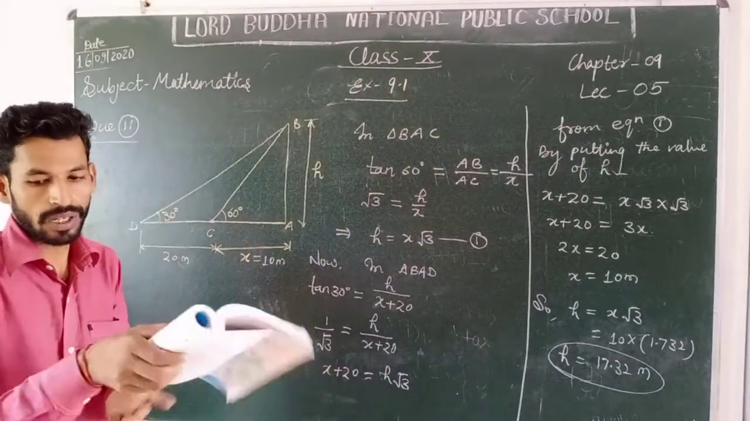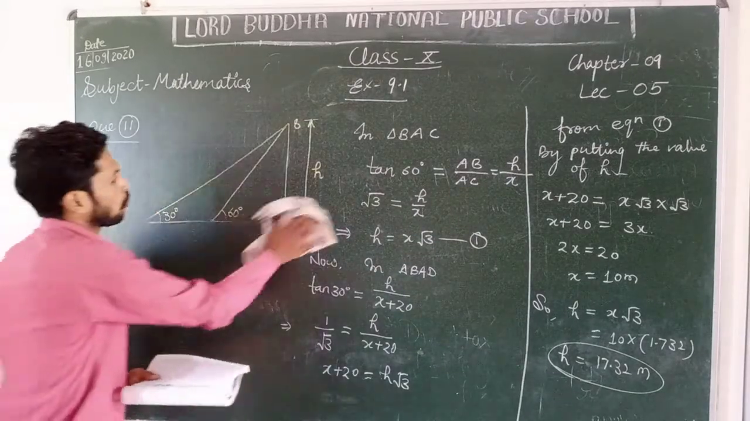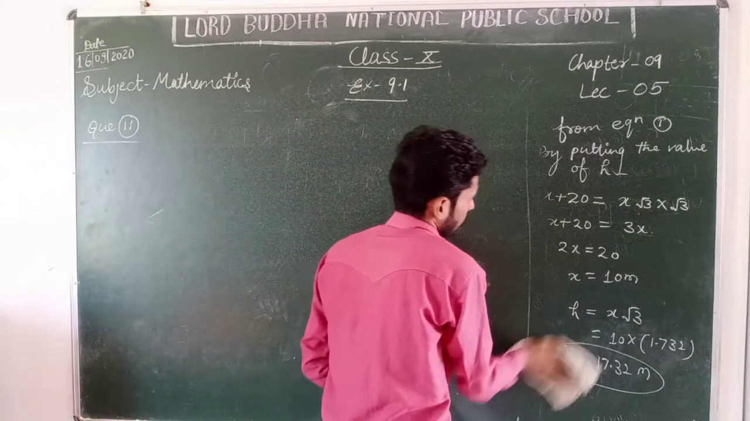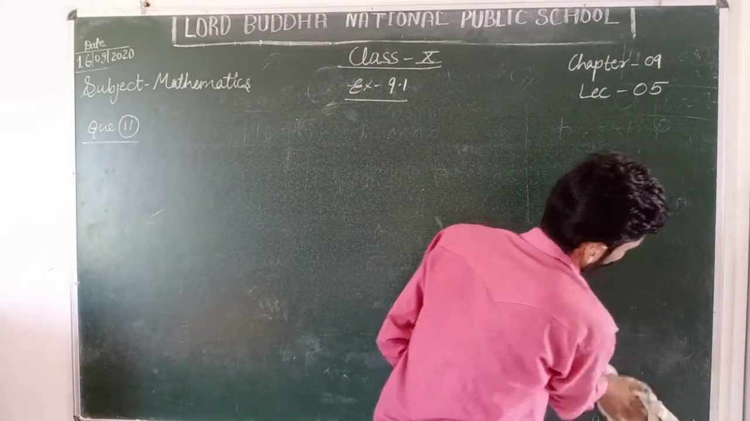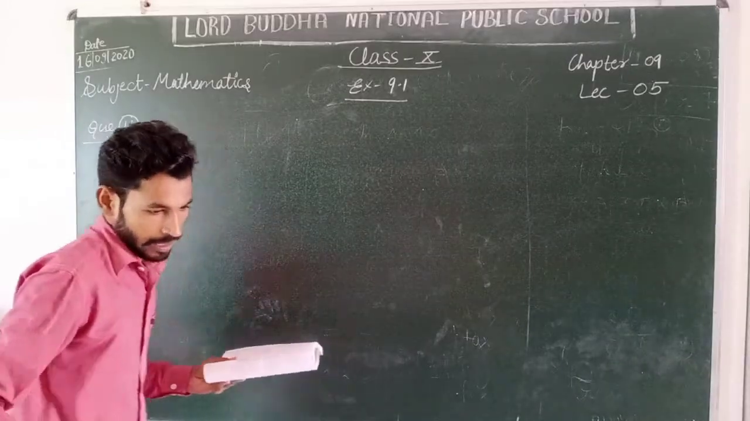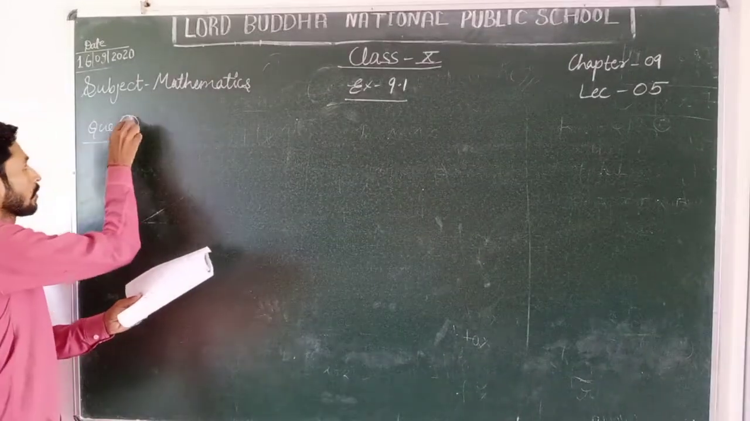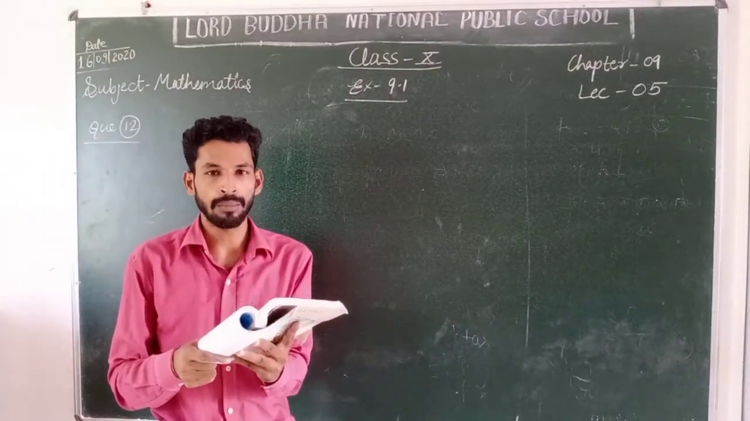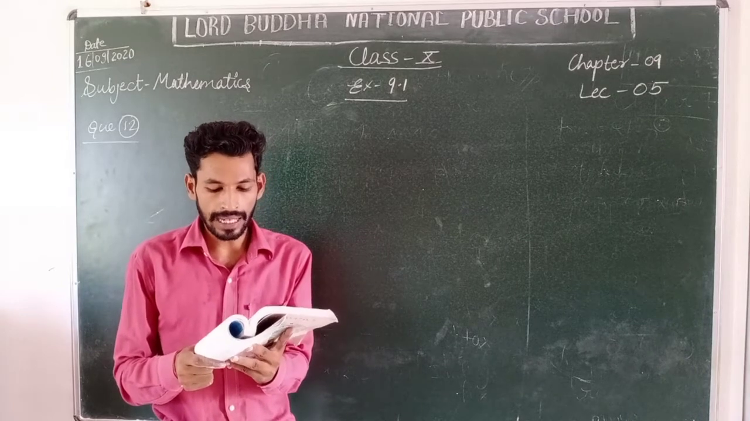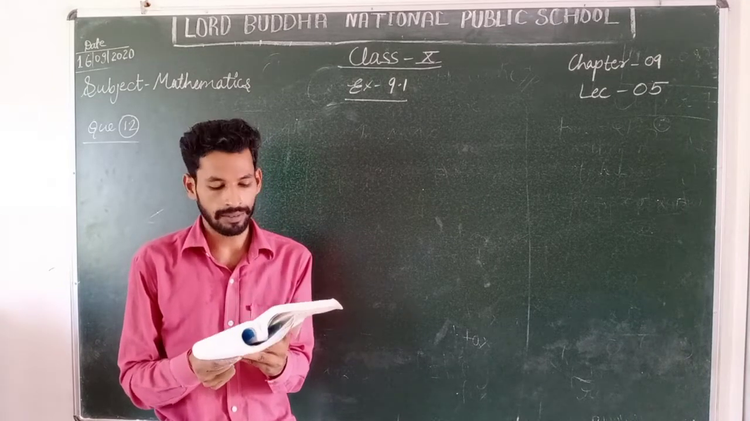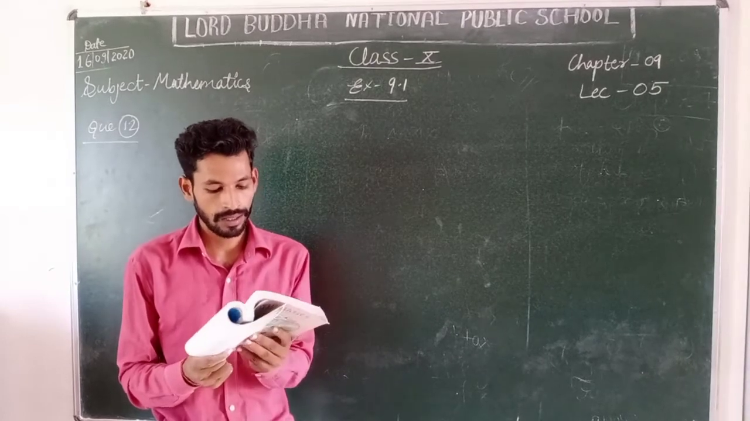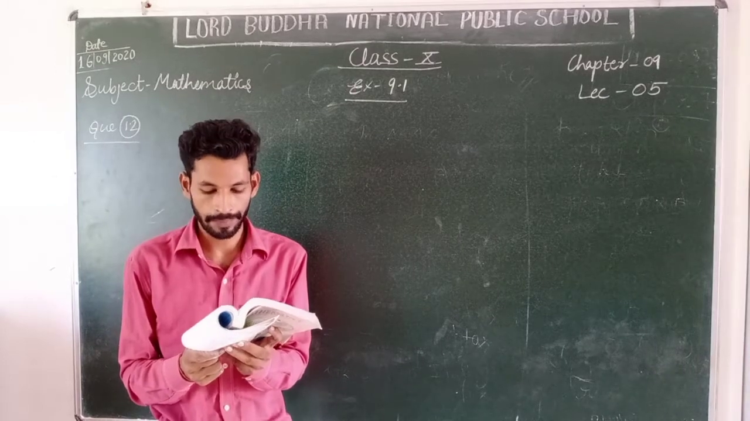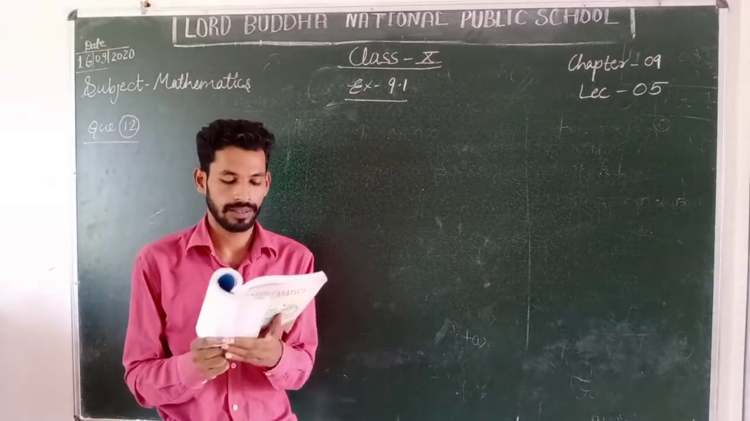Now we will go to solve the next question, that is question number 12. Now in question number 12, from the top of a 7 meter high building, the angle of elevation of the top of a cable tower is 60 degree and the angle of depression of its foot is 45 degree. Determine the height of the tower.